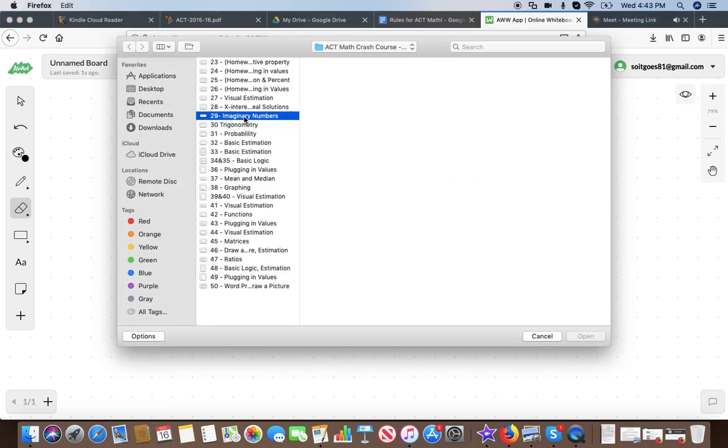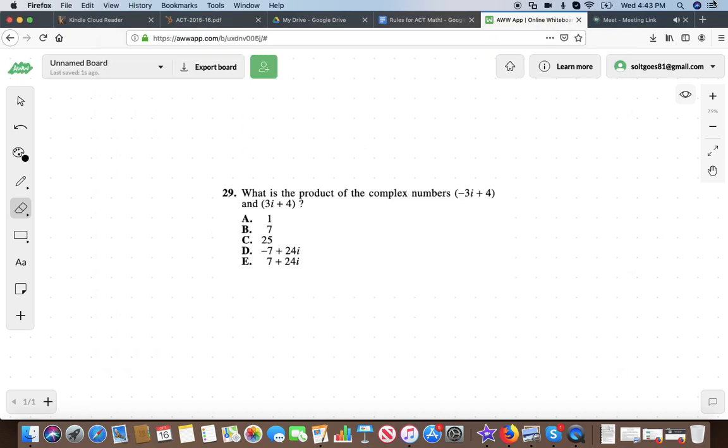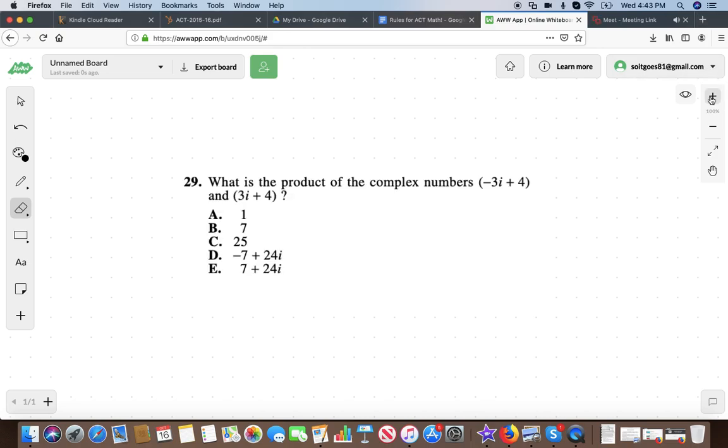But let's go to, in fact, here we go, imaginary numbers. What perfection. Go and read question number 29 for me, please. What is the product of the complex numbers negative 3i plus 4 and 3i plus 4? Product here. Let's talk about product. Here's a definition we got to know. What is a product? What does that mean?